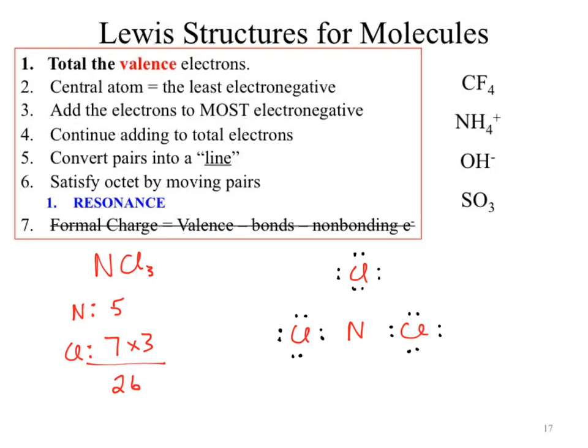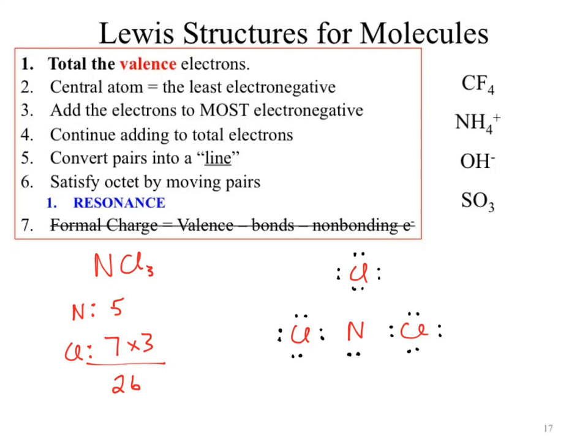How many electrons do I need to put into the structure? 26. Can I put any more electrons on the chlorines? Why not? They've already achieved their 8 electrons. I cannot put electrons onto the chlorines. Which means, what do we do? We'll put them on the nitrogen. Okay? Which is, I'm pretty sure, the case that you were asking about, Jeremy.